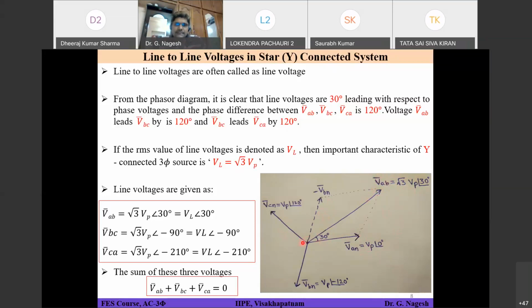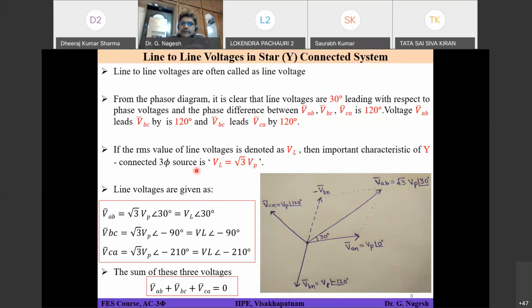Two observations can be made with respect to the line voltage. Okay. With respect to your phase voltage. If the RMS value of line voltage is denoted by VL, the important characteristic of star connected three-phase system is VL is root 3 times that of VP. That means the RMS value of line voltage is always root 3 times more than the RMS value of phase voltage. Okay. Clear. So for a balanced system, this is always going to remain same for a star connected system.